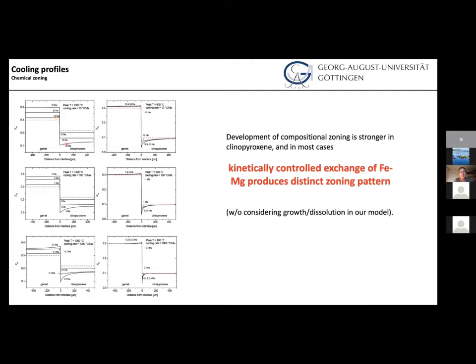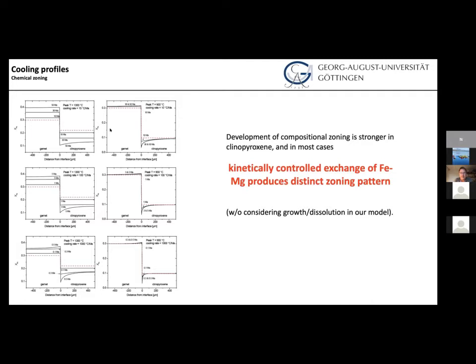And the reason for this is simply that the diffusion in clinopyroxene is slower. So the clinopyroxene has, speaking in pictures, problems getting more material onto the surface, onto the interface, in order to supply the garnet.